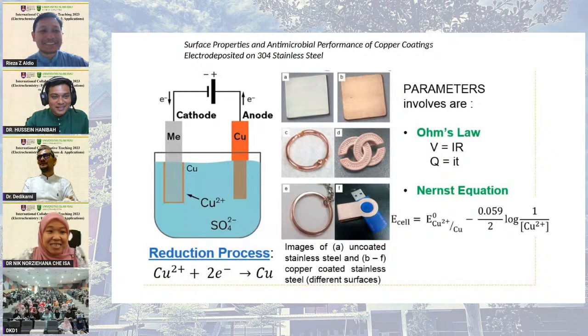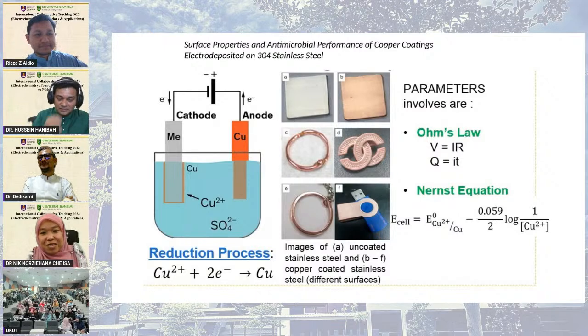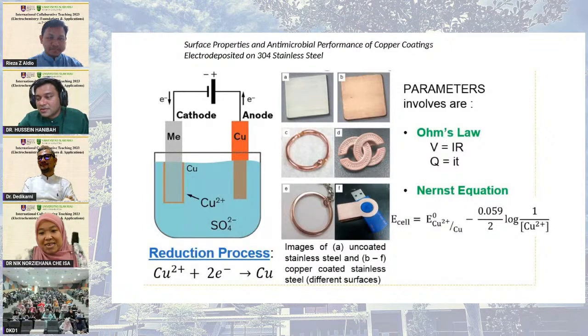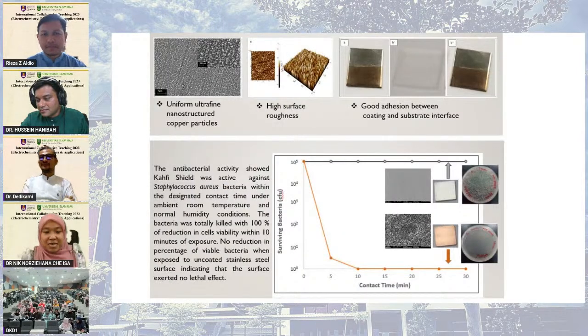So this is what I have done during my research studies on coatings. Of course, you may wonder why I'm doing the coatings. Why am I trying to coat the copper on the stainless steel surface, for example? Actually, it goes back to the applications, because we want to take advantage of the antimicrobial performance of the copper.